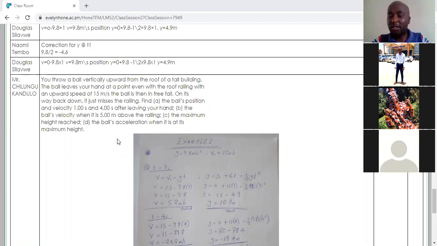So that's the reasoning. Up is positive, down is negative, above is positive, below is negative. So go and go through your work, guys.